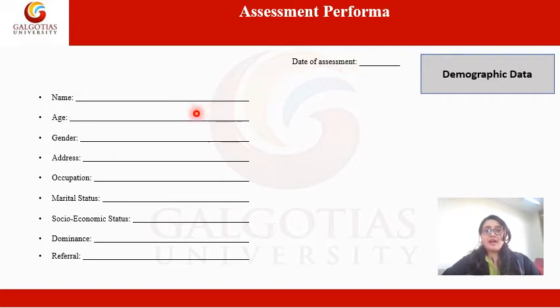Then on the left side of the assessment proforma, we will start off with our personal details or the demographic data, which is the name. Why do we write the name? Because we cannot address a patient as uncle or aunty. We need to address them in a professional way, such as Mr., Miss, or Mrs., or ma'am or sir, with the name in front of that person.